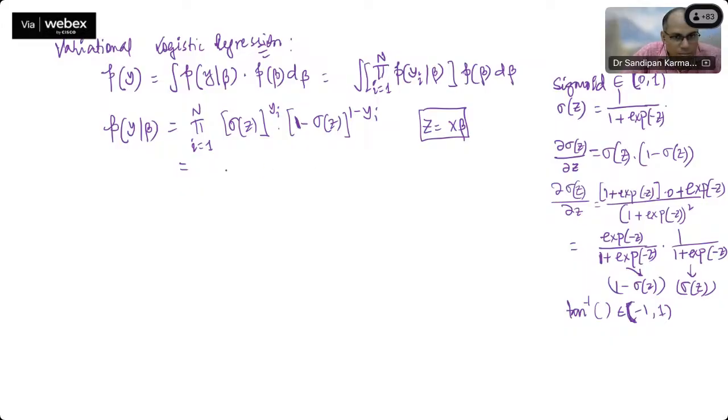Okay, so this will become exponential of z yi, multiplied by sigmoid of minus z. Sigmoid z was 1 by 1 plus exponential of minus z, so sigmoid minus z is 1 by 1 plus exponential of z. You can do this as homework, to see how it is actually coming. And product of this. So this is the product.